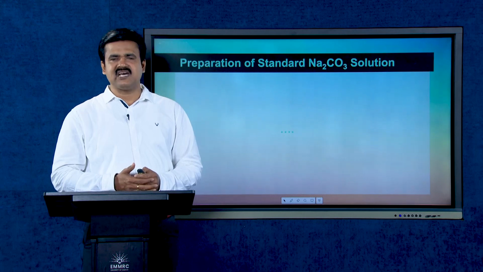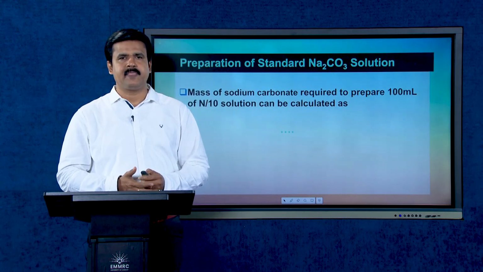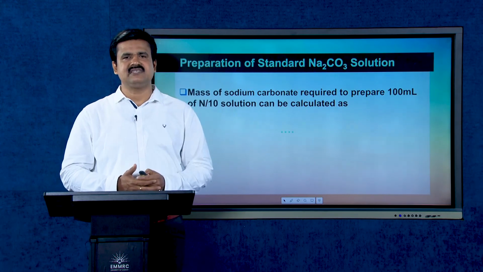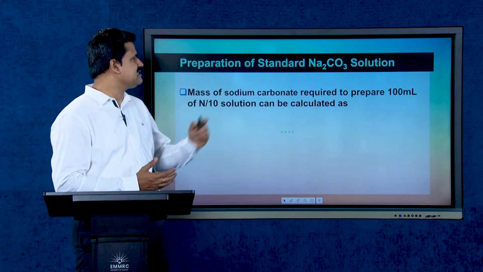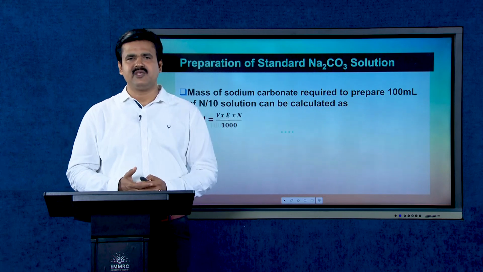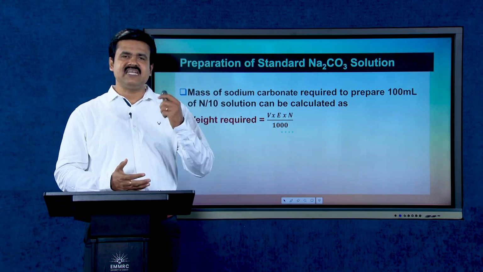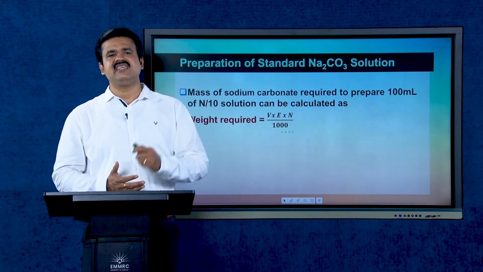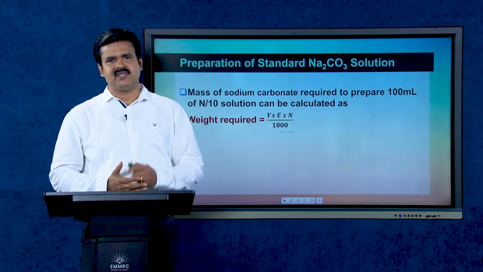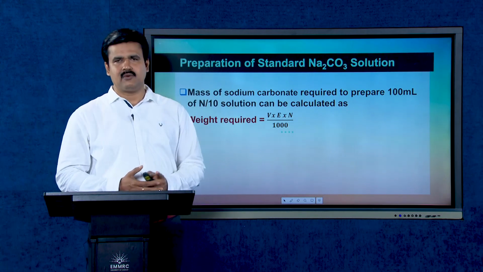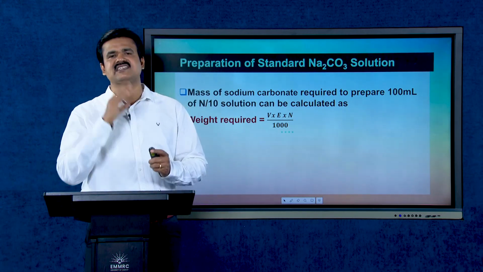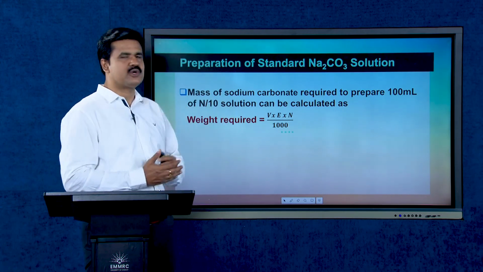As you know, sodium carbonate is a primary standard. The mass of sodium carbonate required to prepare 100 ml of N/10 solution can be calculated by using the expression: weight required equals V E N divided by 1000. V represents the required volume. In the present case, it is fixed as 100 ml. So, V is equal to 100 ml.